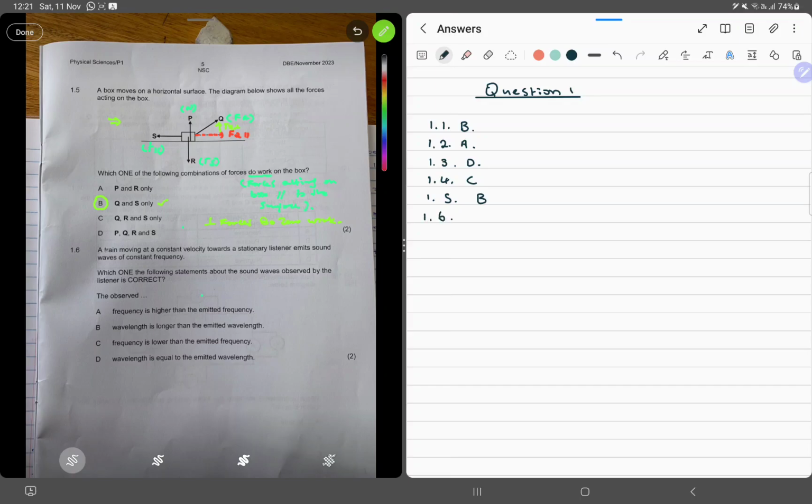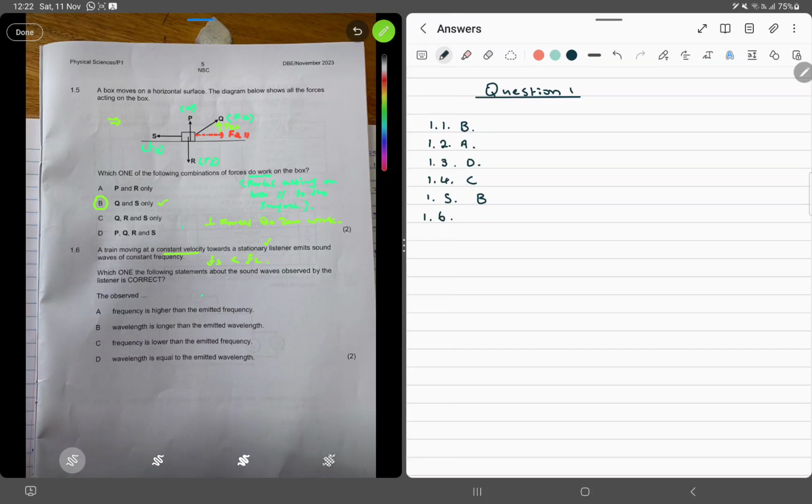1.6 says, now a train moving at a constant velocity towards a stationary listener emits sound waves of constant frequency. Obviously, we know that the frequency of the source is going to be less than the frequency of the listener here. Why? Because this is moving towards, so there's more compressions ahead of the train than behind the train. So the listener will hear a much higher frequency than is actually emitted.